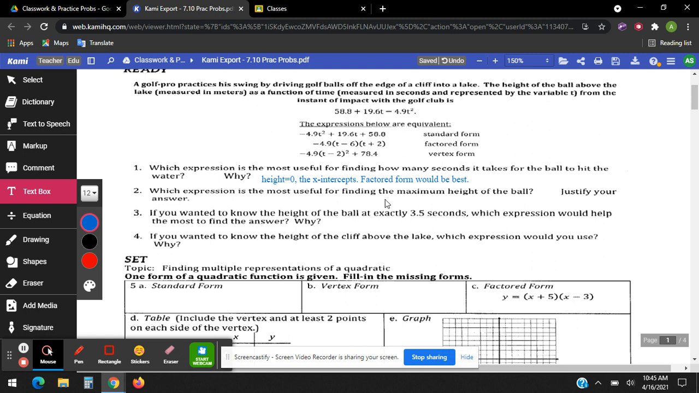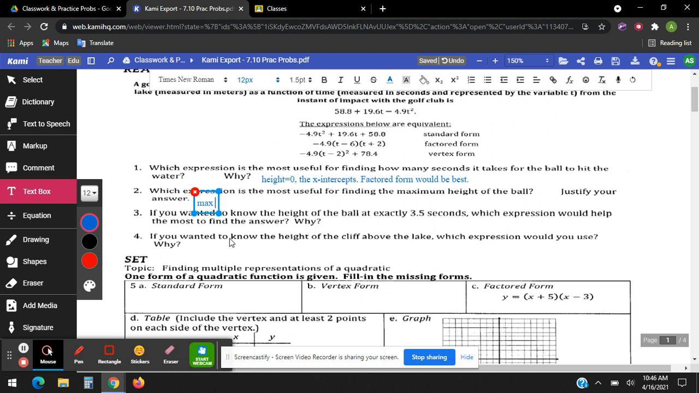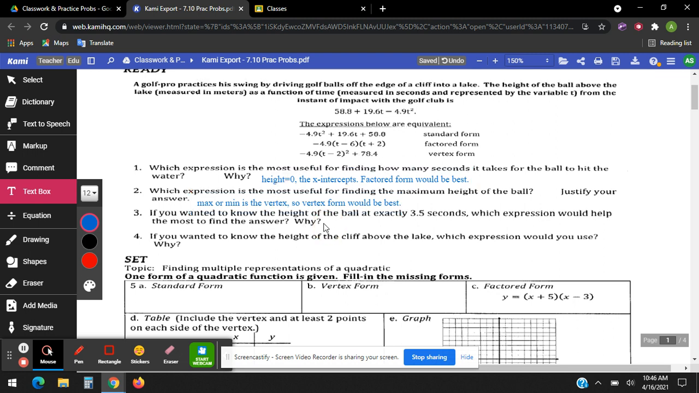All right, which expression is the most useful for finding the maximum height of the ball? Well, if you're looking for a maximum or a minimum, that is the vertex. So vertex form would be best, because then the maximum height is going to be at 2 seconds with 78.4 meters.